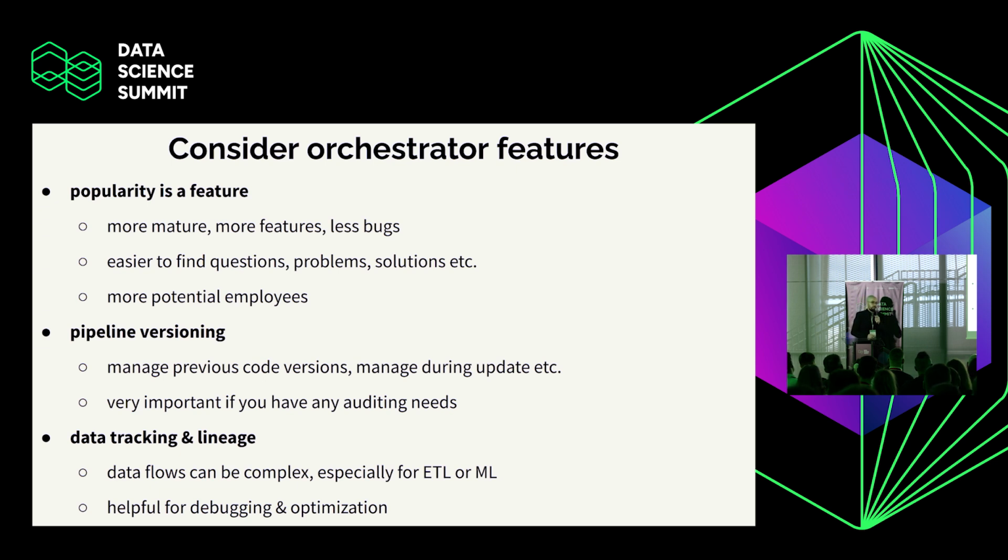Also data tracking, data lineage. If you have a lot of data processing, for example, what I do at the University of NLP, we have a lot of data tracking, very, very complicated processing. Orchestrators that support tracking visually which tasks input and output what data are very important. This is especially important if you have complex flows in ETL or machine learning at big scale. If you use, for example, feature stores for batch processing or online processing, this is very important. Also for debugging and optimization, it is very useful if you know where your data comes from and where it goes.